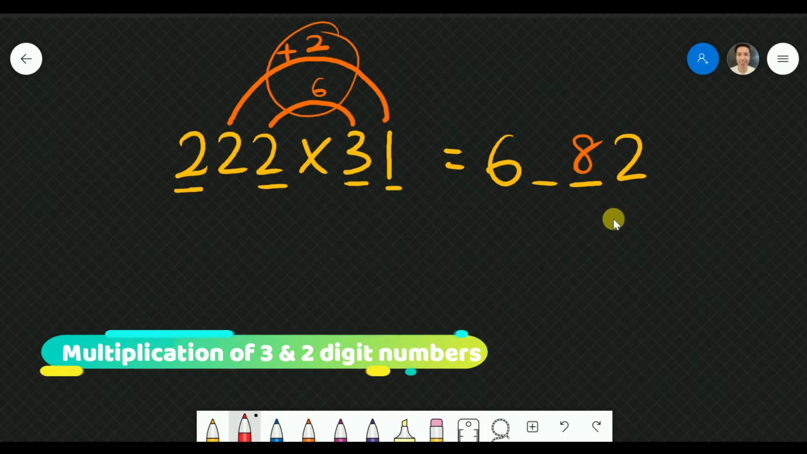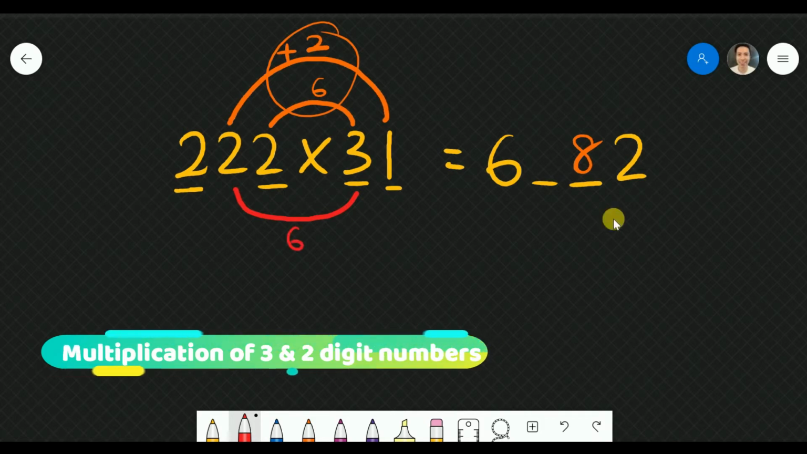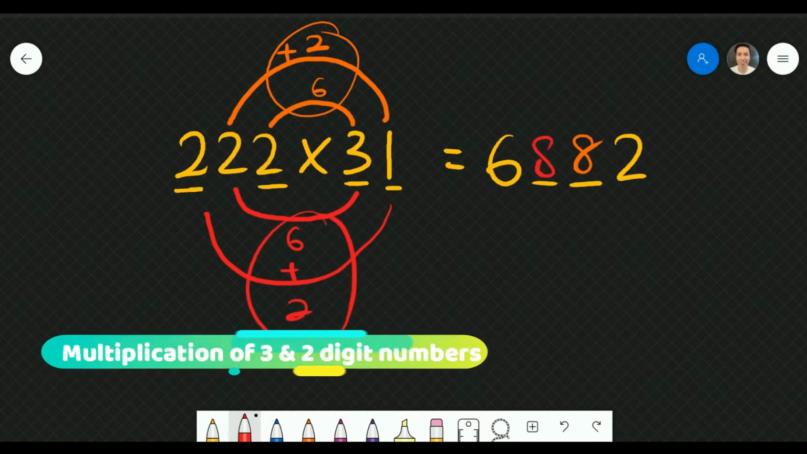Next step, you need to draw another curve. Just now we started at 3 here, and now we remain the same, starting from 3. But now we don't move to this 2, we move to this one. So 2 times 3 gives you 6, and then the next one, 1 times 2 gives you 2. Then you add up these two numbers together. So 6 plus 2 gives you 8. So your answer will be 6,882. Alright?